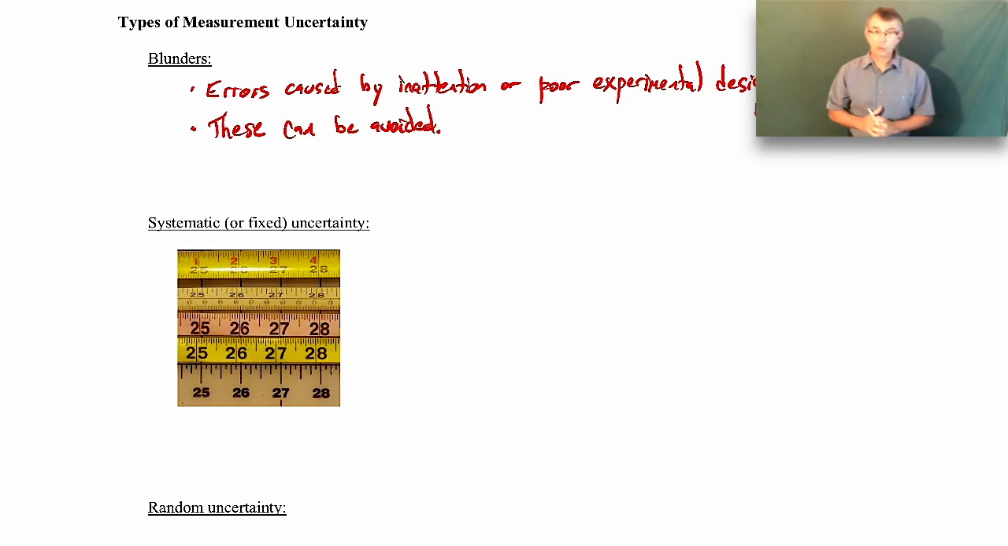Okay, so we won't say anything more about blunders because they should just be avoided. They're not part of our uncertainty analysis. It's presumed that you've designed your experiment well enough that you've been able to avoid those kinds of things. Let's move on to the next one.